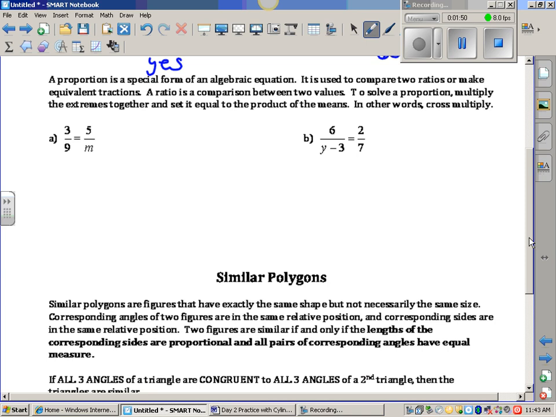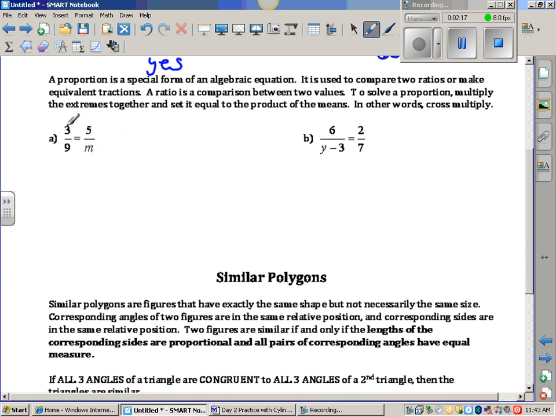A proportion is a special form of an algebraic equation. It is used to compare two ratios or make equivalent fractions. A ratio is a comparison between two values. And again, to solve your proportion, you're going to multiply the extremes and set them equal to the product of the means. In other words, we're just going to cross multiply. In this case, we're not asking if two ratios are the same or not. We're being told that they are the same, but we have to figure out what number will make this true.